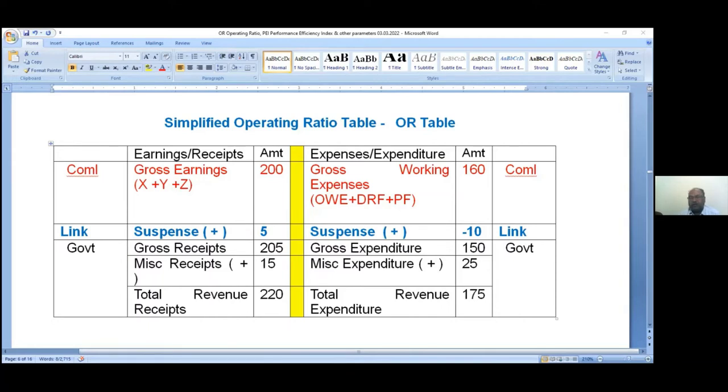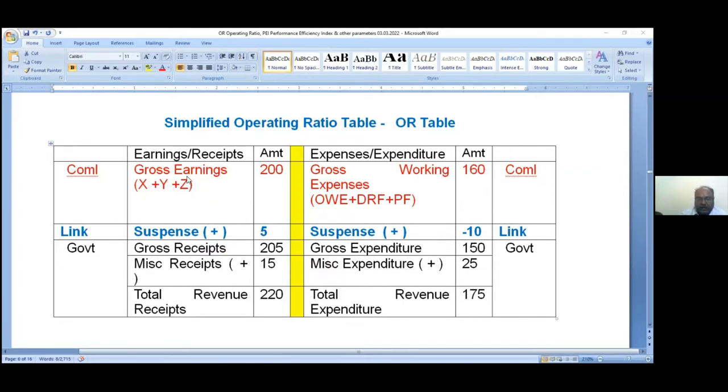So it is 160 divided by 200, multiplied by 100. What is the ratio? 80%. Then please check. The suspense here has given a plus figure. Plus 5 means we have to add, 205. Here the suspense is minus 10. Minus 10 means we have to deduct, 150 gross.